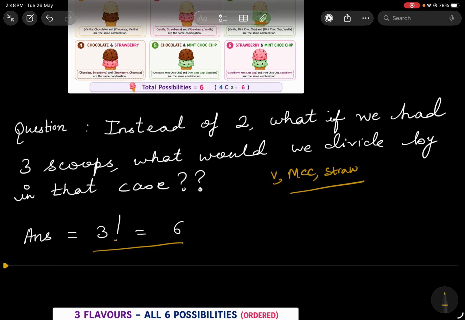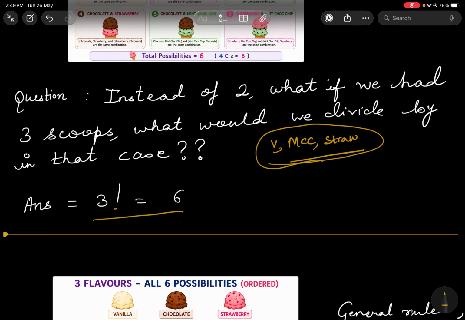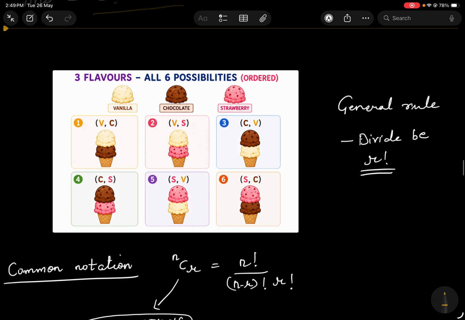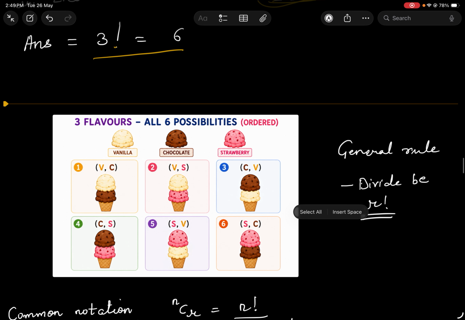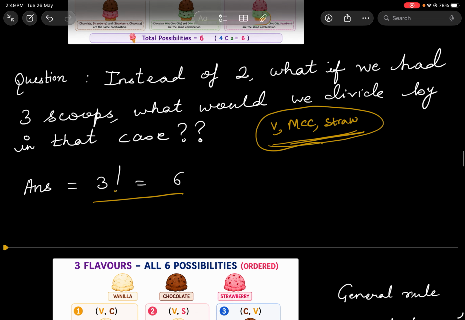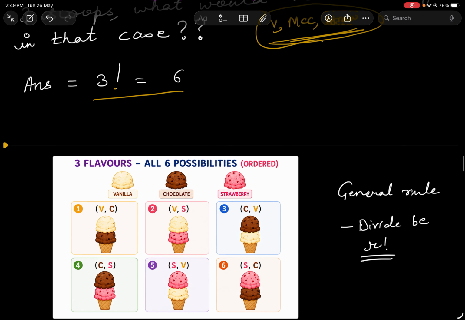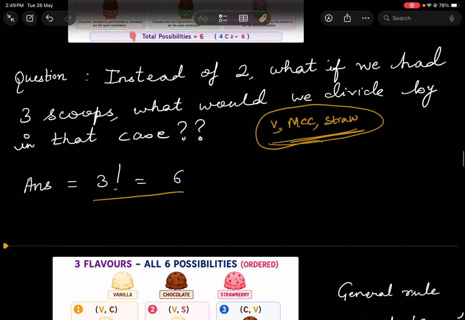All right, now I have to see how these 3 scoops, which are the same, can be ordered in different ways. Suppose I have 3 flavors. If I have 3 scoops, what are the different ways in which they can be ordered?